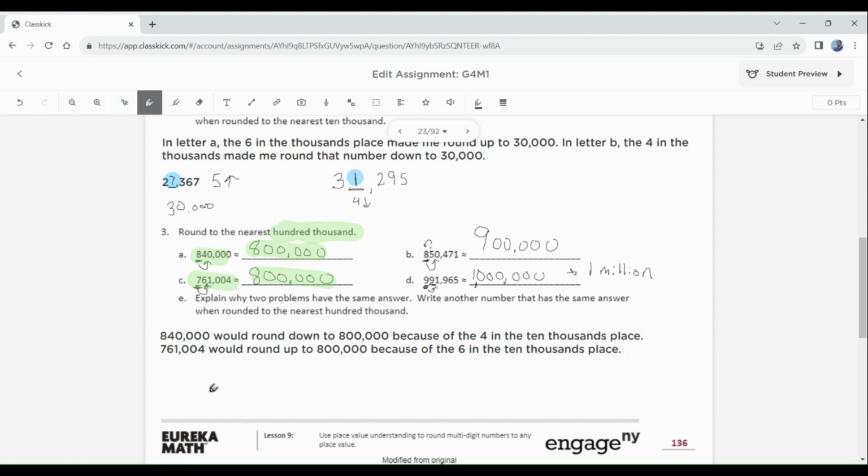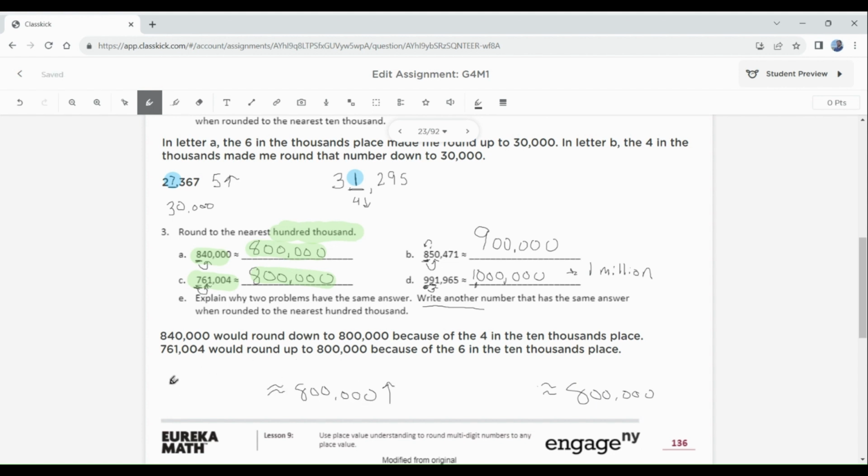Now, sort of the same idea as this last example here, where I need to write another number that has the same answer when rounded to the nearest 100,000. So what number would round to 800,000? And again, there's two ways you can really go about this. Do you want a number that's going to round up to 800,000, or do you want a number that's going to round down to 800,000? It's really up to you. Let's say we're going to round up to 800,000 here.